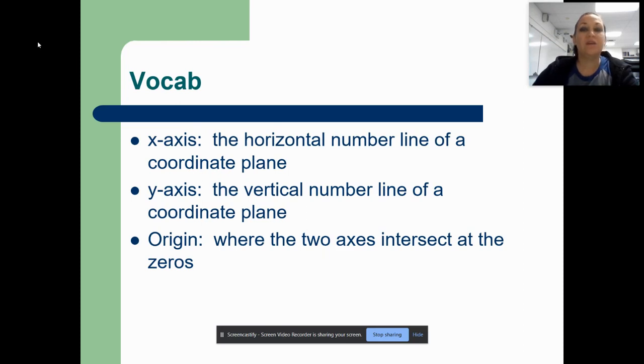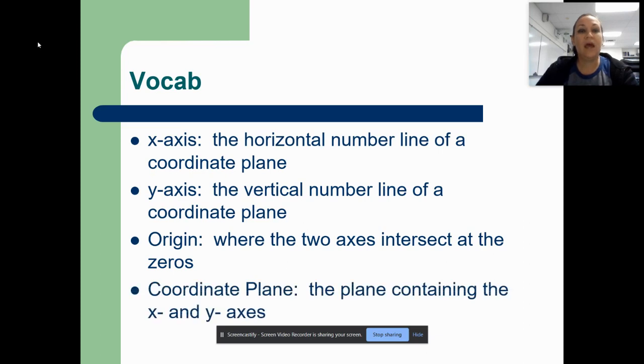The origin is where the two axes, for plural, axis for singular, intersect at the zeros. So we have our y-axis and our x-axis, and they intersect at the number 0 on both axes. Okay, so where the two axes intersect is called the origin. And then the entire thing with the y and x axis, all of that put together is called the coordinate plane. So the coordinate plane is the entire graph picture. Make sure to pause the video if you're not done writing down.